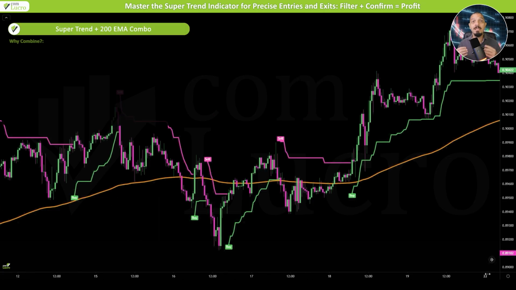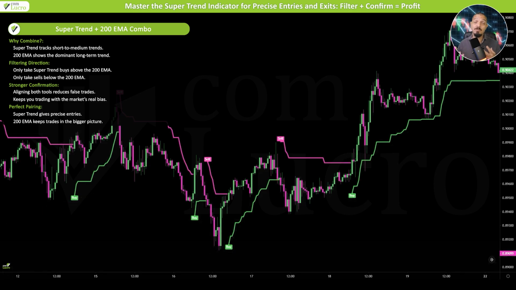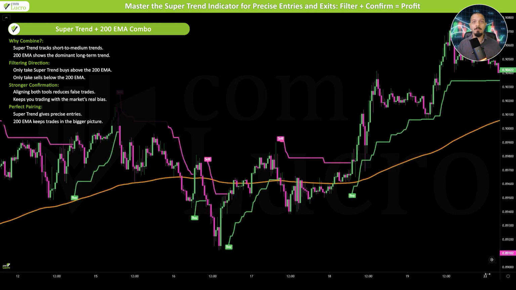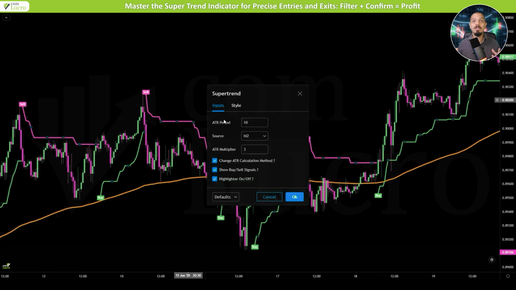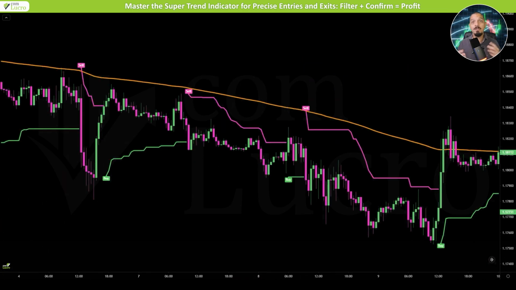The next strategy that I personally use when trading the Super Trend Indicator is by combining it with another indicator such as the 200 EMA. Because the Super Trend can be used to detect short to medium term trends and the 200 EMA can be used to detect longer term trends, these two can be the perfect combination. For this strategy, I'm using the default settings of the Super Trend Indicator. You only take buy signals from the Super Trend when the price is above the 200 EMA line, and you only take sell signals when the price is below the 200 EMA line.